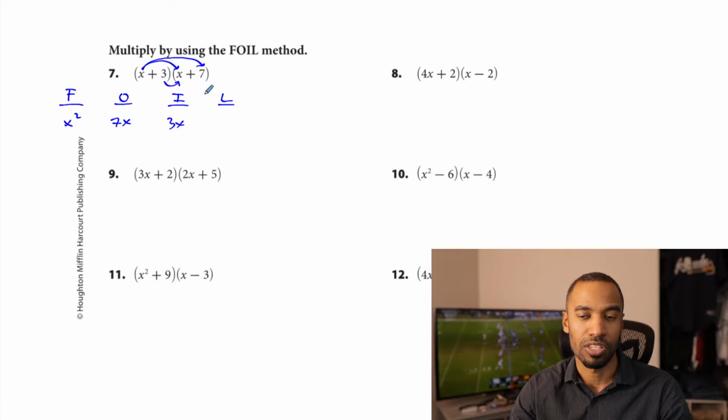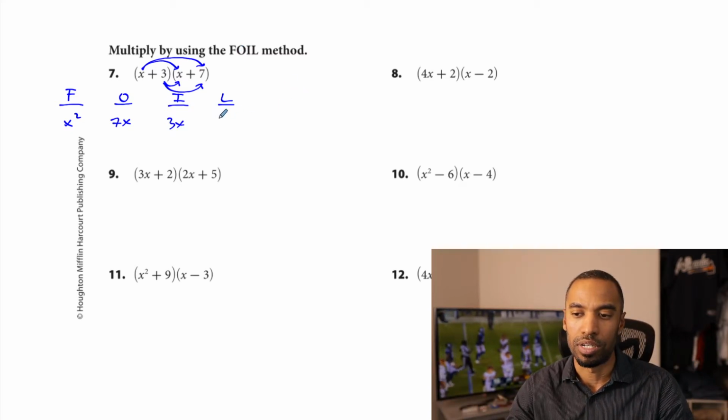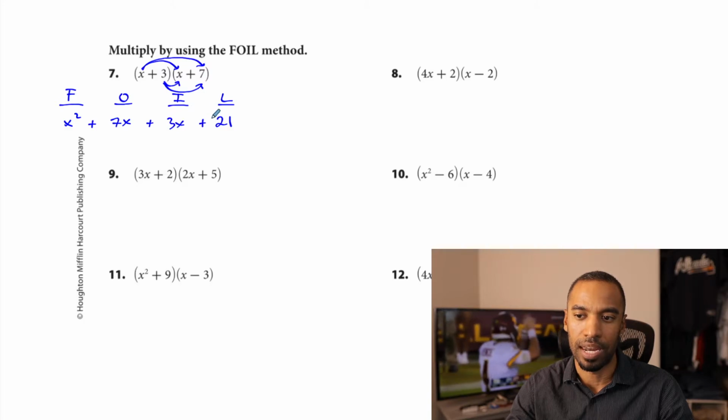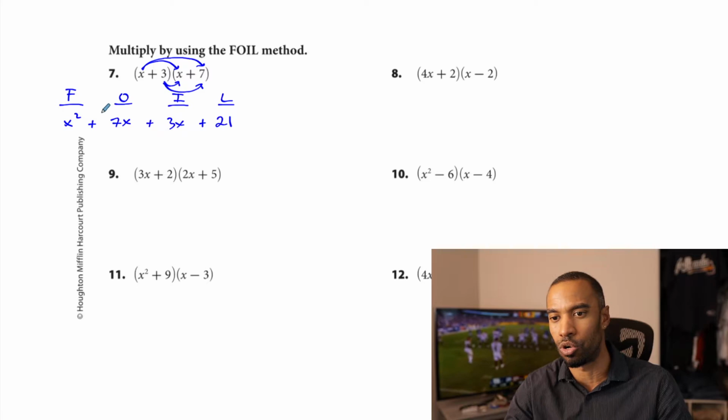And then L is last. Not the last two like x and 7, that doesn't really make any sense because they're adding, but the 3 and the 7, the last two terms in your two quantities. You're always multiplying something in one quantity by something in the other quantity. 3 times 7 is 21. Your ultimate result, of course, is you are adding these results. If they were negative and you add a negative, it becomes subtraction. So you just make sure that you're aware of that.